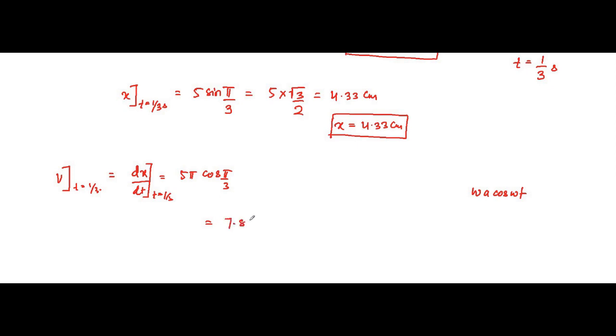If you put the value, it is coming around 7.85 centimeters per second. So this is the velocity, dx by dt. x is equal to a sine omega t, and omega a cos omega t, we have just put the values. Omega equals pi, a is equal to 5, cos omega t, which is cos pi by 3 at t equals 1 by 3 seconds. So the velocity at t equals 1 by 3 seconds is equal to 7.85 centimeters per second.